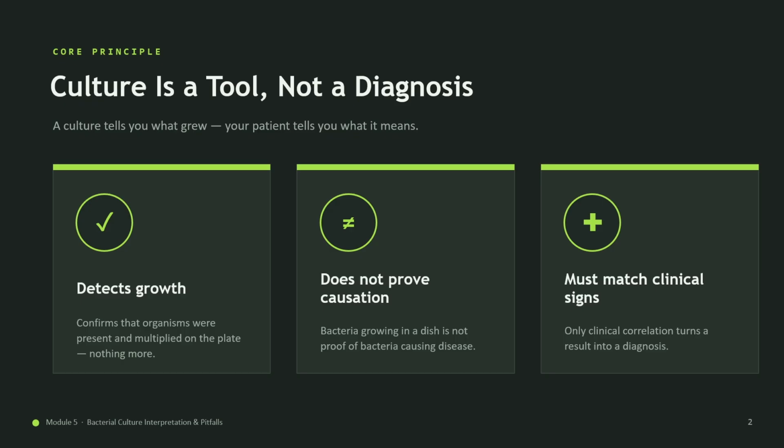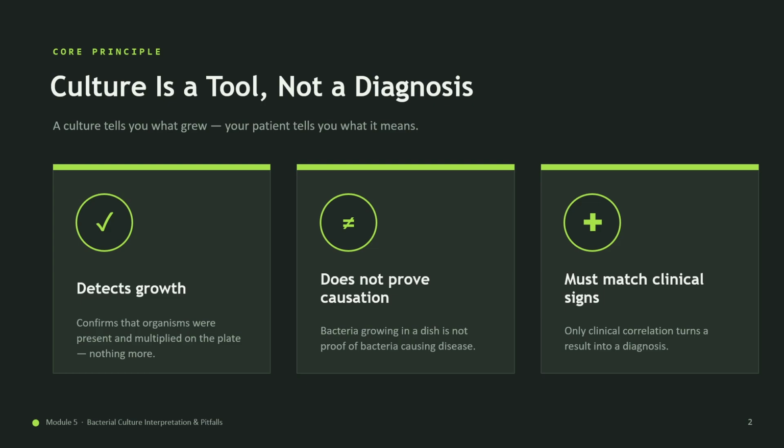Start with the single most important idea. A culture is a tool, not a diagnosis. What a culture actually does is detect growth. It tells you that organisms were present in the sample and multiplied on the plate. That's all it proves. It does not prove causation. Bacteria growing in a dish is not the same thing as bacteria causing disease in your patient.